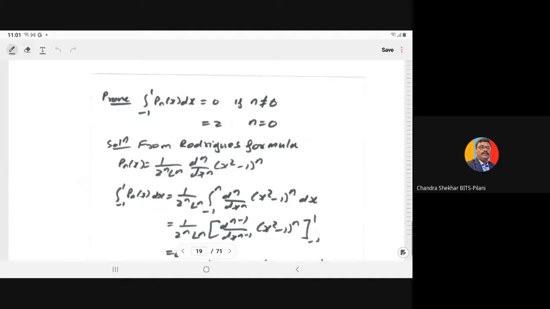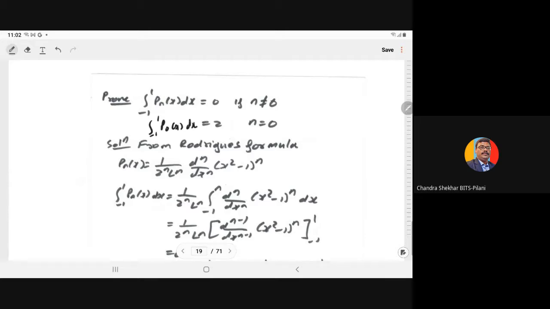So, in the last class, we covered a few theorems on the Legendre polynomial. Now, some questions on the Legendre polynomial. The very first question is: prove that the integral from -1 to 1 of Pn(x) dx is equal to 0 when n is not equal to 0, and it is equal to 2 when n is equal to 0. Or you can say that the integral from -1 to 1 of P0(x) dx is equal to 2, right?